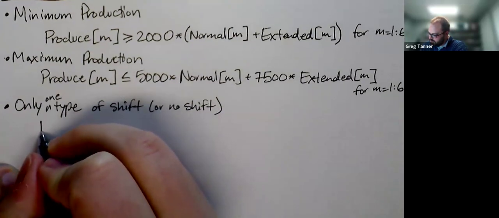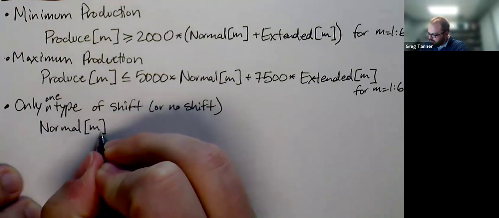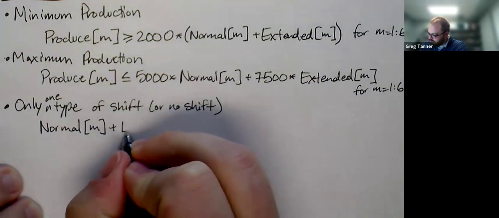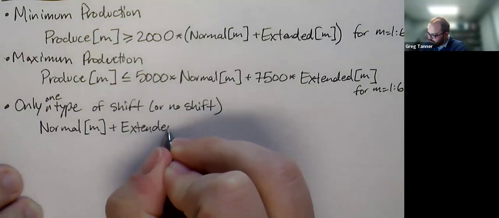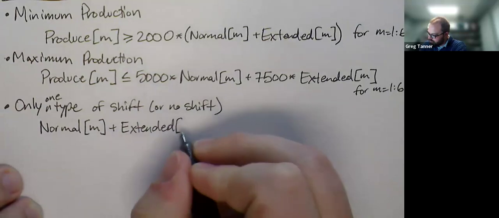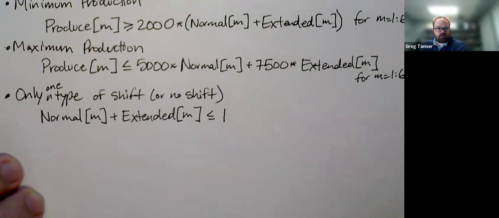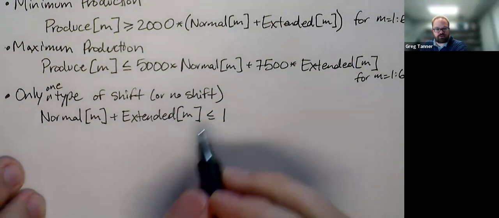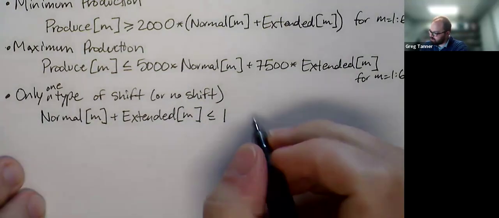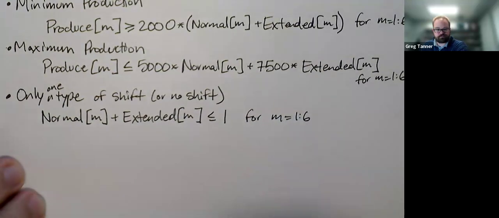And so we're going to treat normal and extended as mutually exclusive. If two things are mutually exclusive, you add them up and say less than or equal to 1. If they're mutually exclusive and you must do one or the other, then you do equal 1. In this case, we allow for no shift, so we are going to enforce that that's less than or equal to 1. And that's going to hold for all the months.